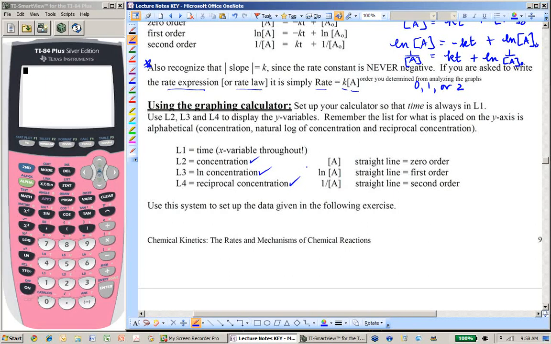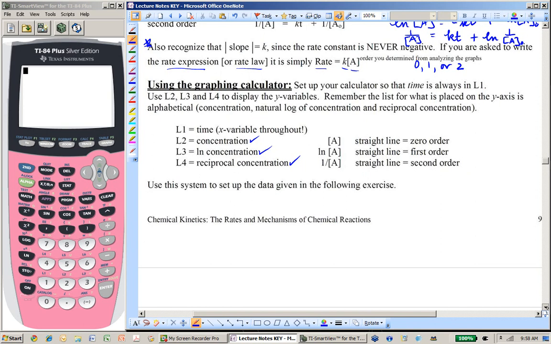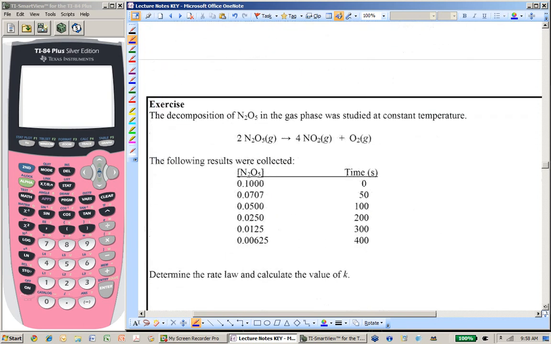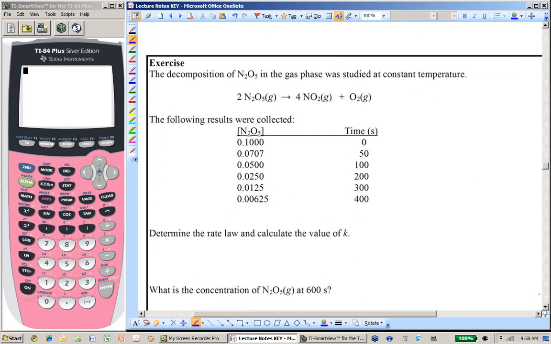So we want to use this system to set up the data given in the following exercise, because you knew that my calculator was up. You knew something was coming, right? So here are the data points that we're going to put in. But let's do a little bit of housekeeping first.